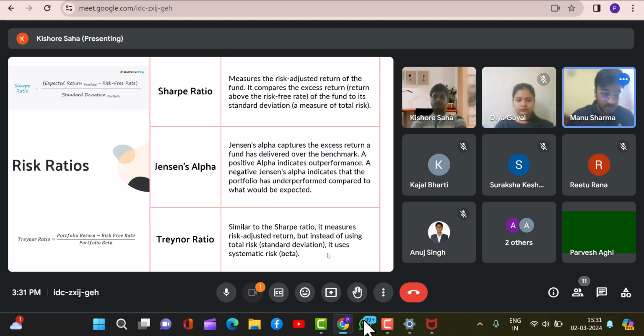Treynor ratio is similar to the Sharpe ratio. It also measures the return per unit of risk, but rather than using the standard deviation, it uses the portfolio beta, since the standard deviation is a measure of overall risk and beta is a measure of market risk. When we invest in a portfolio, the company specific risk is usually eliminated. So this Treynor ratio is kind of a better measure to see the risk adjusted return of a fund.